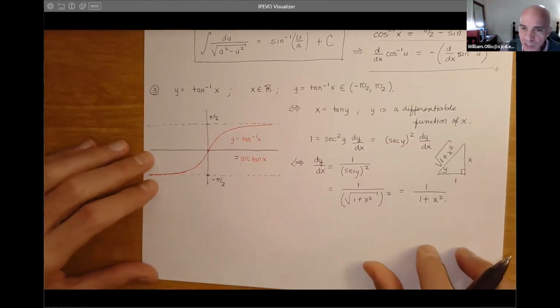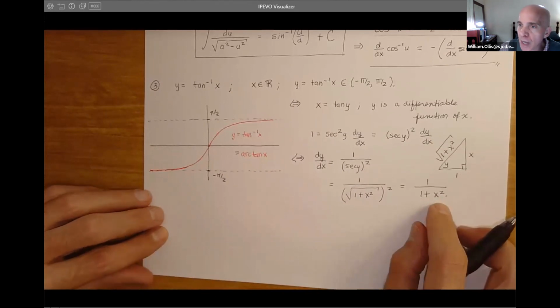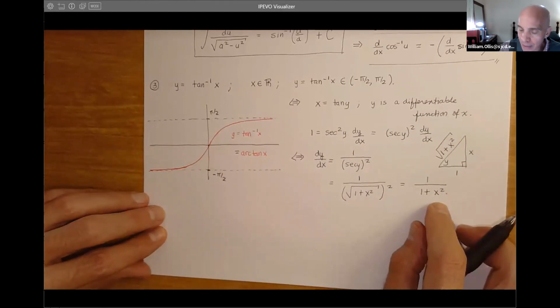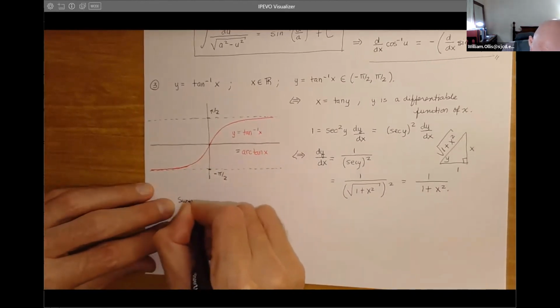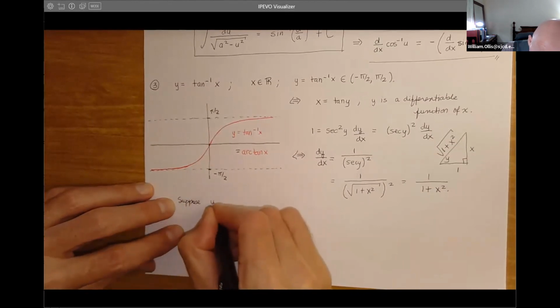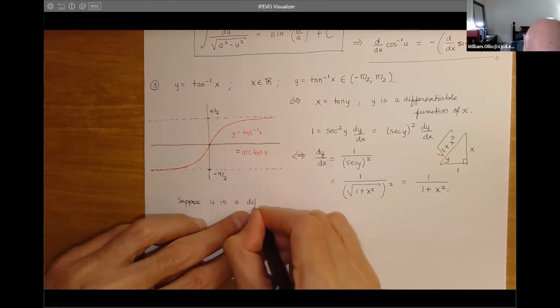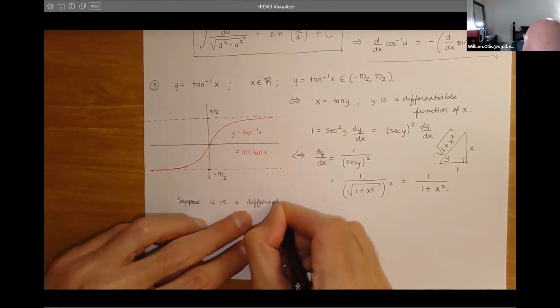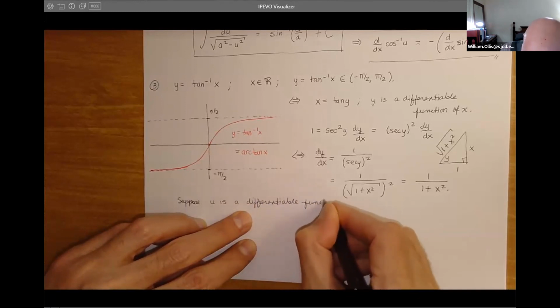So again, like I said before, I promised that we would have an inverse tangent derivative that had no radical in it. So now we can say, suppose u is a differentiable function of x.